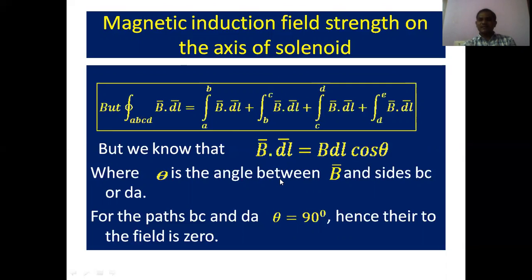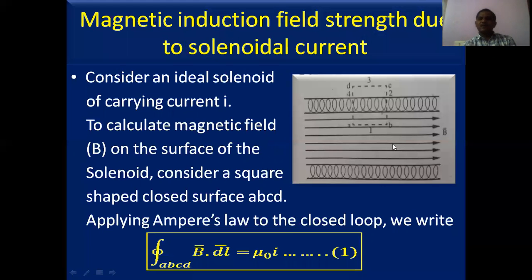Now B bar dot dl bar equals B dl cos theta, where theta is the angle between B bar and the sides BC or DA. For the sides BC and DA, theta equals 90 degrees. Here, B bar direction is along the axis, but the element dl bar direction is in this direction. So for the parts BC and DA, B bar and dl bar are perpendicular. Therefore, B bar dot dl bar equals 0 for this path and also for this path.